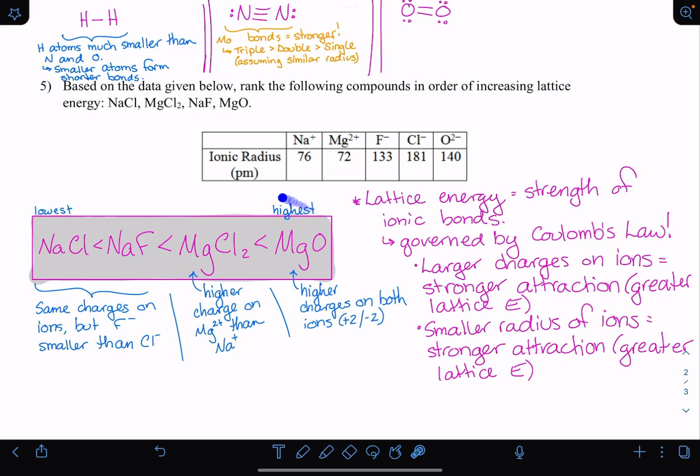But you should be able to rank these in terms of ionic bond strength, and hopefully that's familiar from Chem 2. So that's all for today.